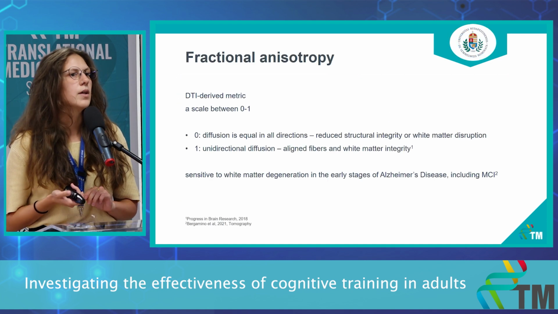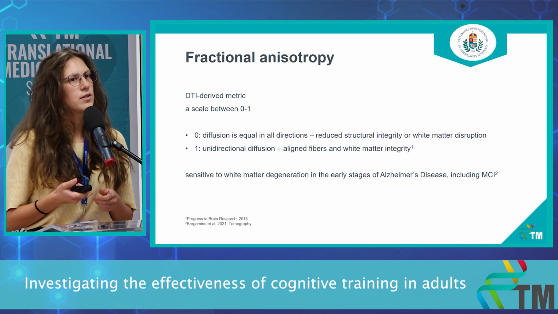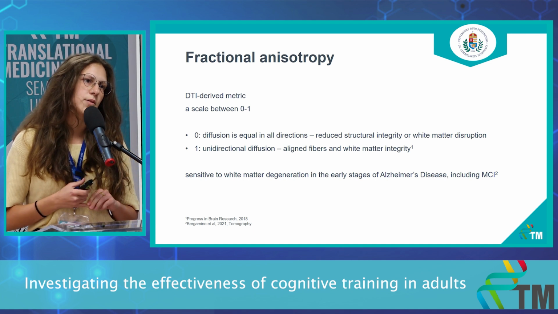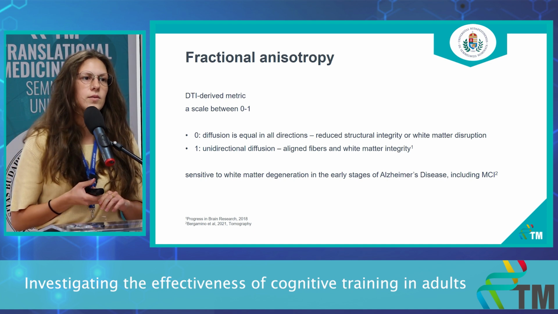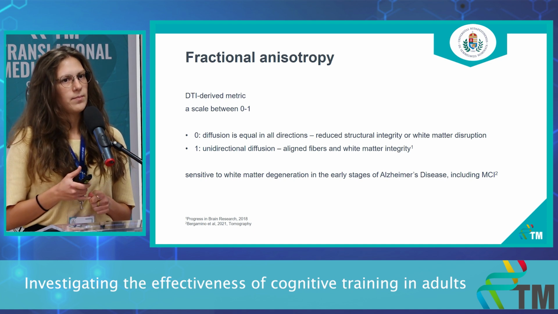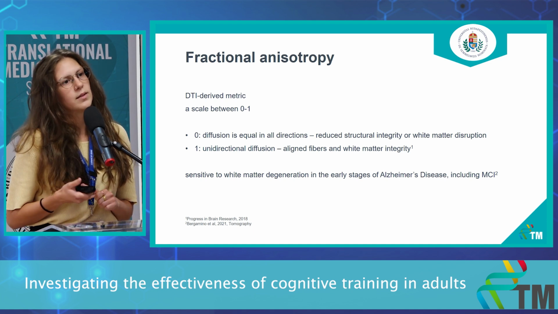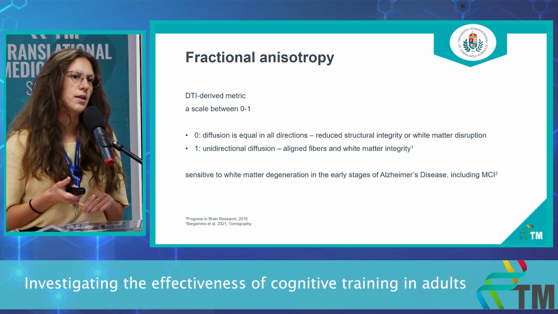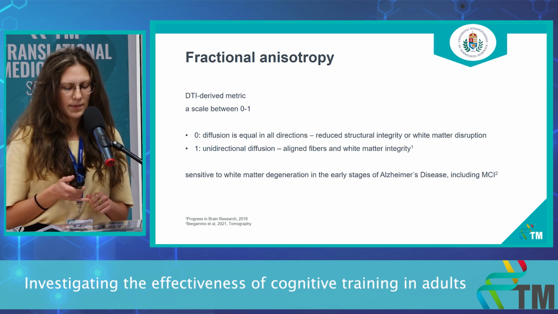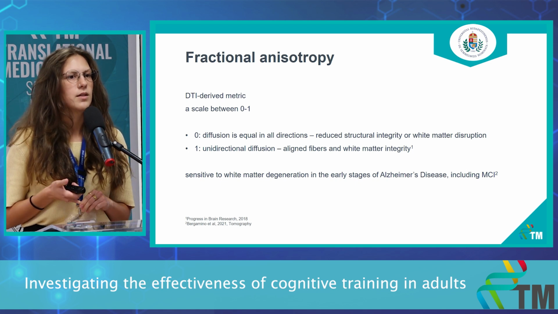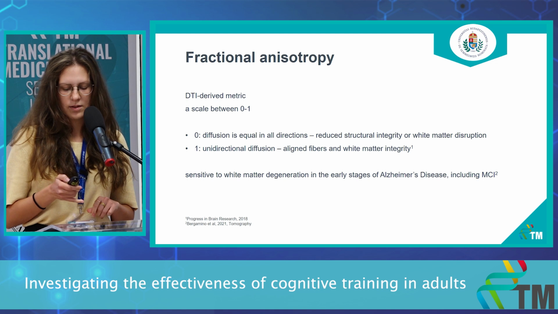One of these DTI metrics is fractional anisotropy. This is a scale between 0 and 1, where 0 means that diffusion is equal in all directions, which indicates a reduced structural integrity or white matter disruption, and 1 means unidirectional diffusion, indicating aligned fibers and white matter integrity. We chose this outcome because it is sensitive to white matter degeneration in the early stages of Alzheimer's disease, including MCI.